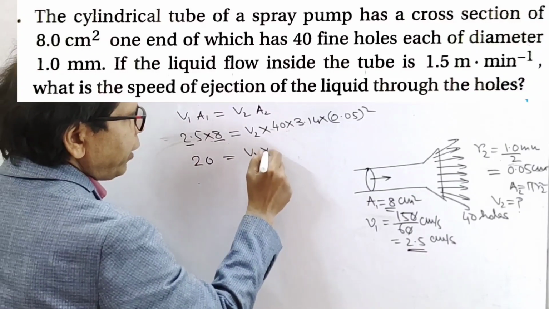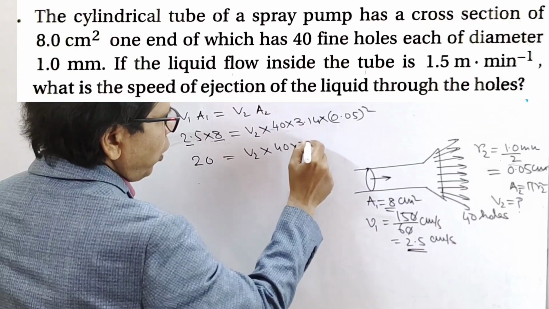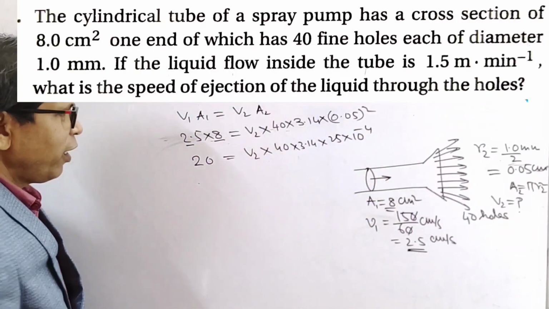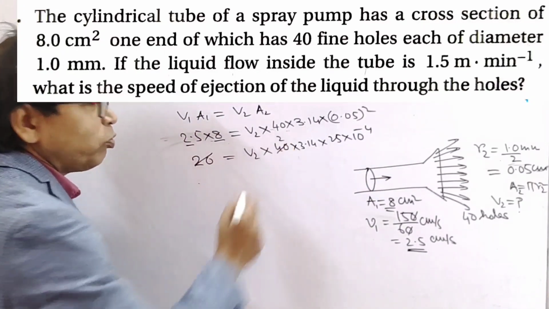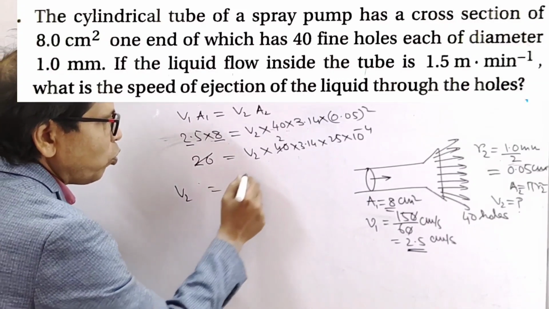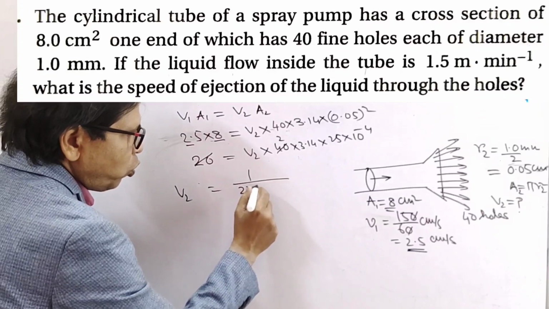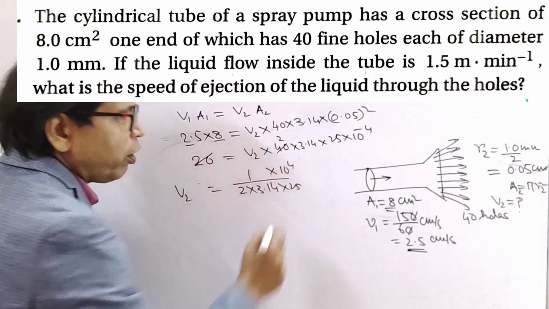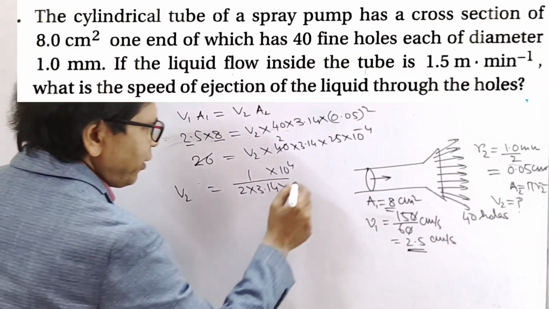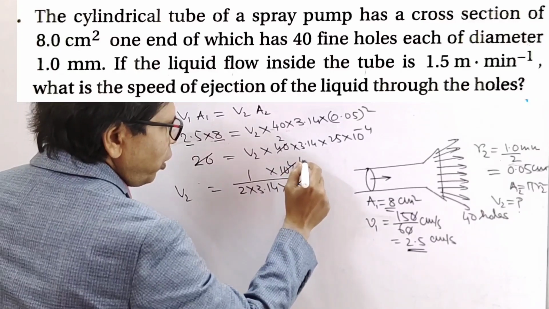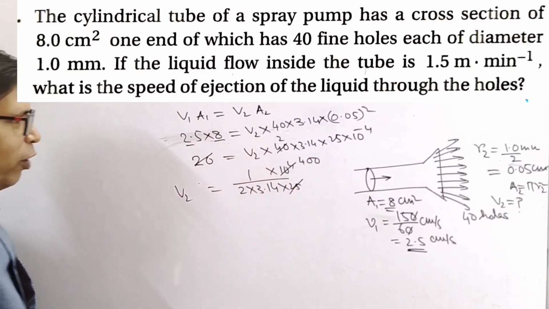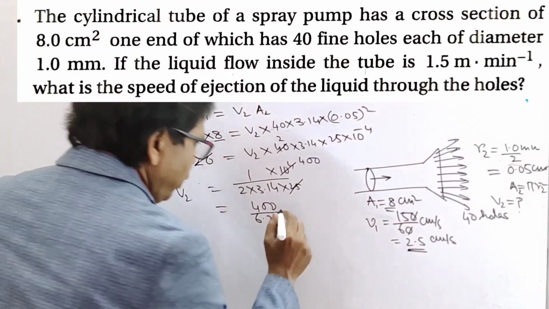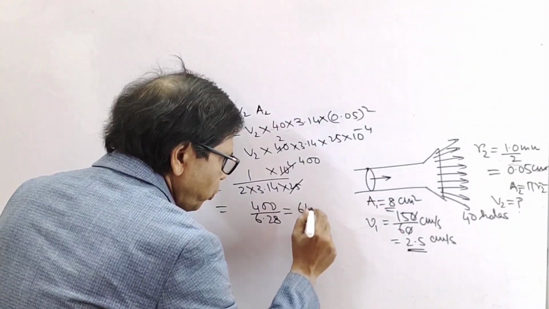Now v2 is 40 into 3.14 into 25 into 10 to the power minus 4. Now look at this, this and this is 2. Therefore v2 equals 1 divided by 2 into 3.14 into 25 into 10 to the power 4. Now look at this, this and this, so this is 4 into 100. So this is 400 divided by 6.28, which is almost equal to 64.